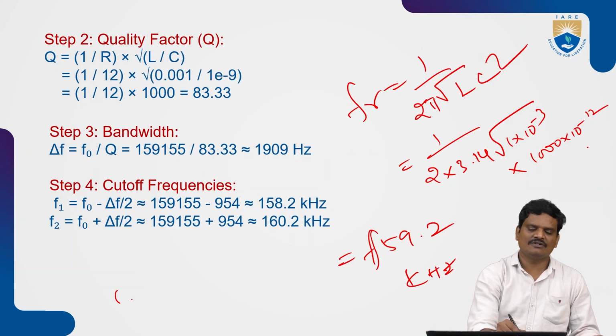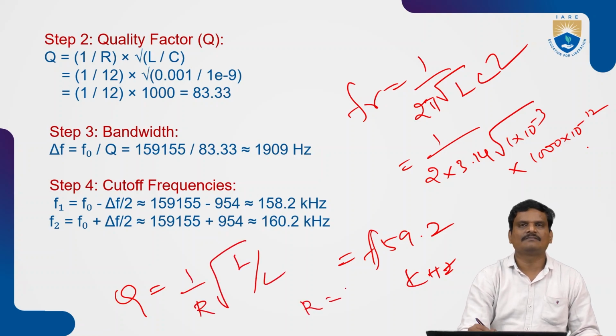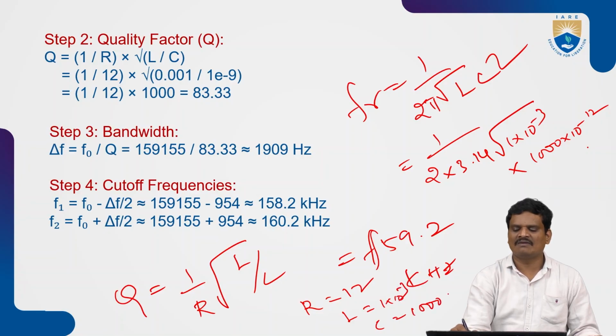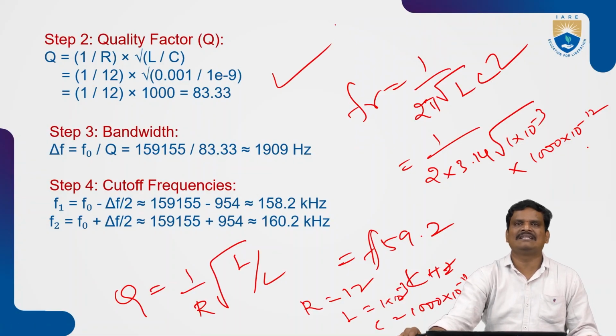What is the next factor you need to calculate? Quality factor, and the formula for quality factor is 1 by R under root of L by C. The value of R is 12, L is 1 into 10 to the power of minus 3, and the value of C is 1000 into 10 to the power of minus 12. By substituting all those parameters in the expression, you will get the value of Q as 83.33.